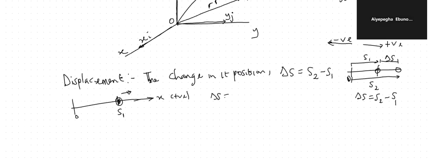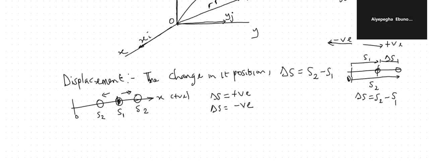But if the final position were to move to the left, that is the left-hand side of this initial position, let's call it S2, don't forget again, it is final minus initial, then my displacement will be negative. So the displacement of a particle is a vector quantity.